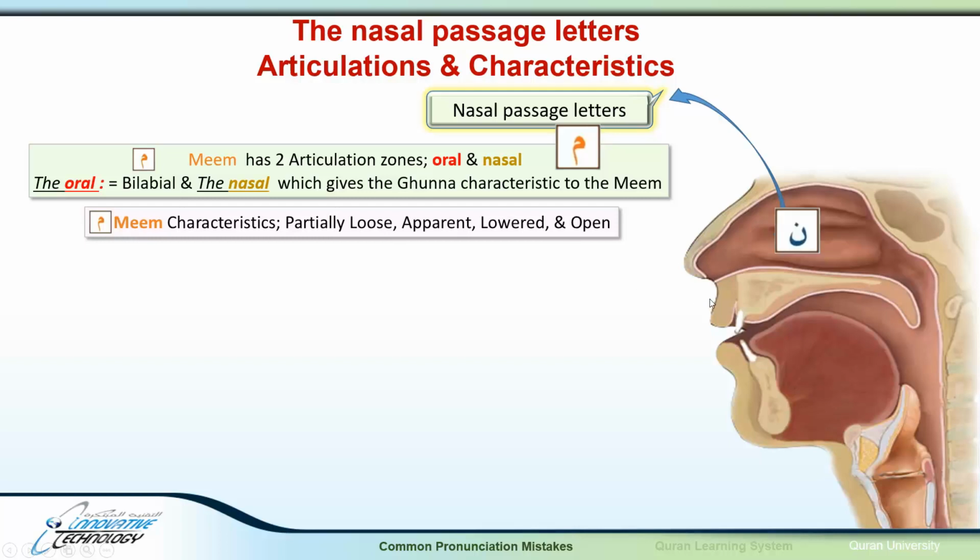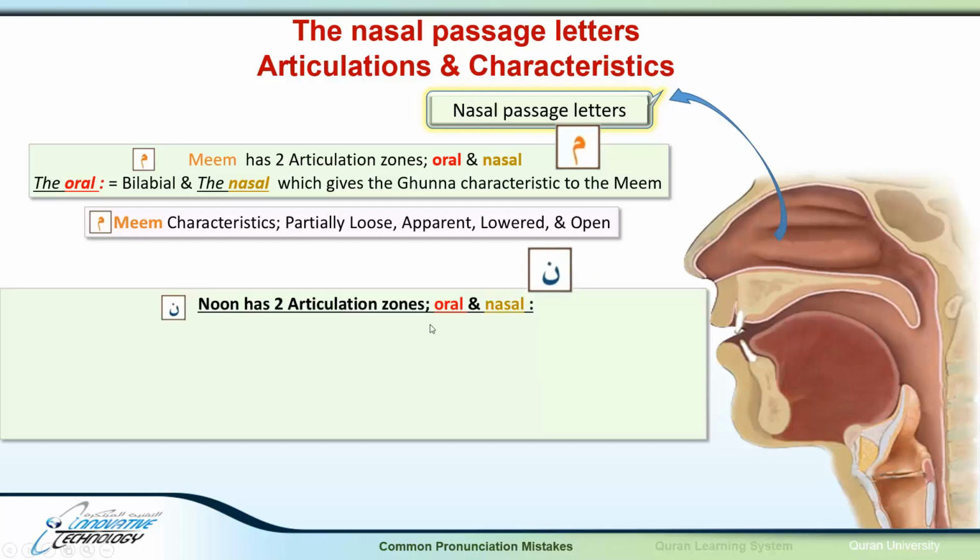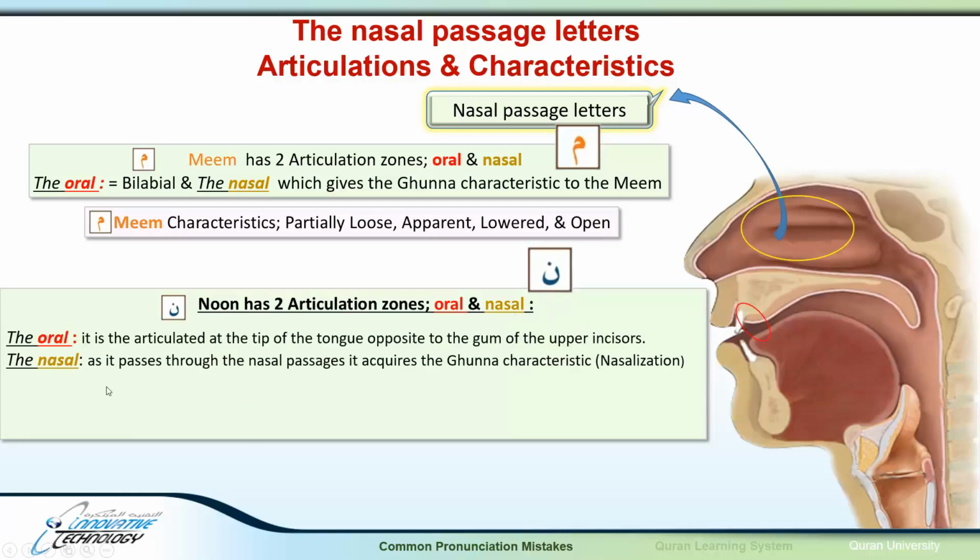The second letter is the Nun. And the Nun is similar to the Mim in the fact that it has two articulation zones, an oral one and a nasal. The oral one is basically the tip of the tongue opposite to the gum of the upper incisor. Here, this area is the articulation of the Nun. And the nasal articulation is what gives it ghunna again as the air passes through the nose while pronouncing the Nun. It gives its characteristic nasal tone.